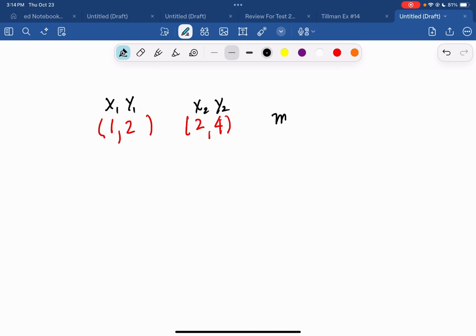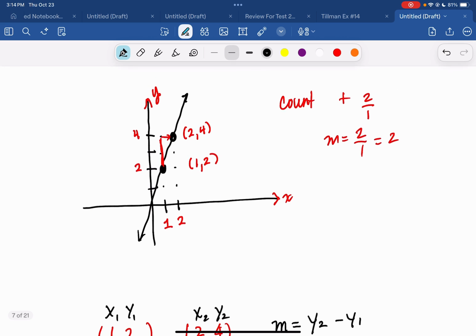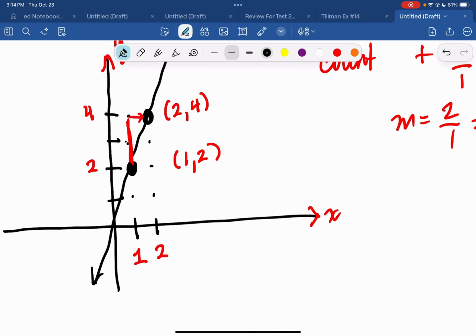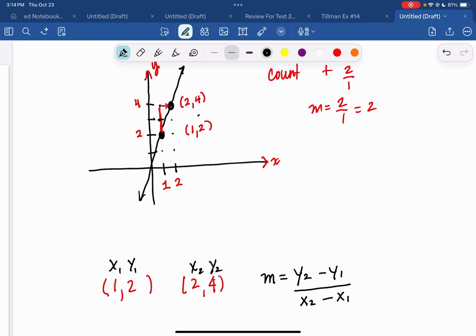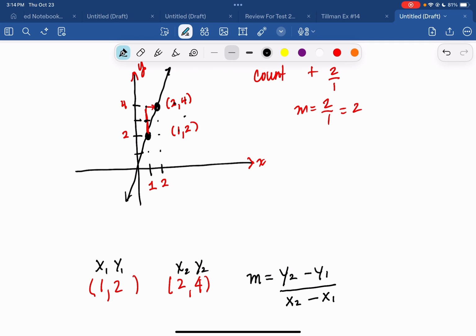So the formula says you take the second y minus the first y. Now that's going to get you your rise. Let's peek back up here. Look. We said it was 1, 2, and 2, 4. Well, look, 4 minus 2. That's how we get the rise. And we divide that by x2 minus x1. And so that's going to get us 2 minus 1.